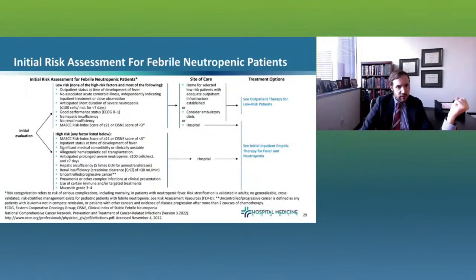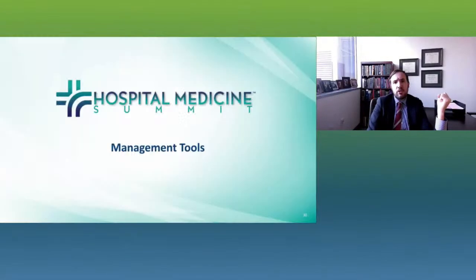You guys know how to assess if these folks are sick or not, and if they don't have a good substrate to recover. Poor renal insufficiency. Do they have underlying lung issues? Do they have grade 3 or 4 mucositis that's going to require more aggressive care, IV fluids, et cetera? And that's going to determine low risk, try and manage them outpatient, consider sending them to an ambulatory clinic, or maybe in the hospital in certain situations. And these high risk folks, they're going to put them in the hospital.